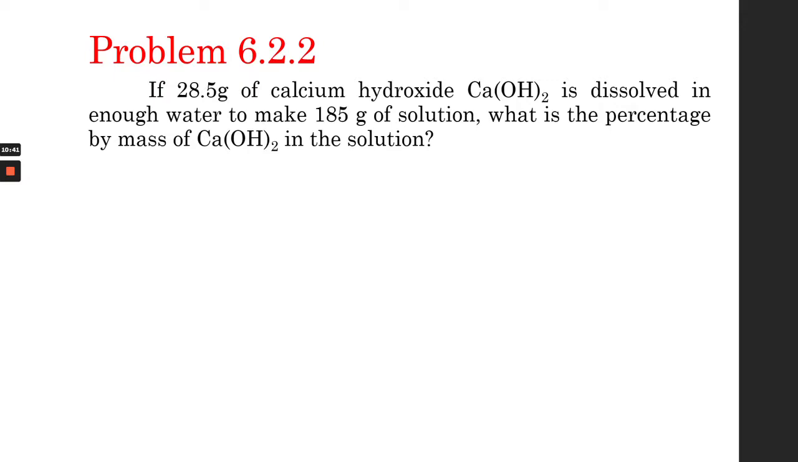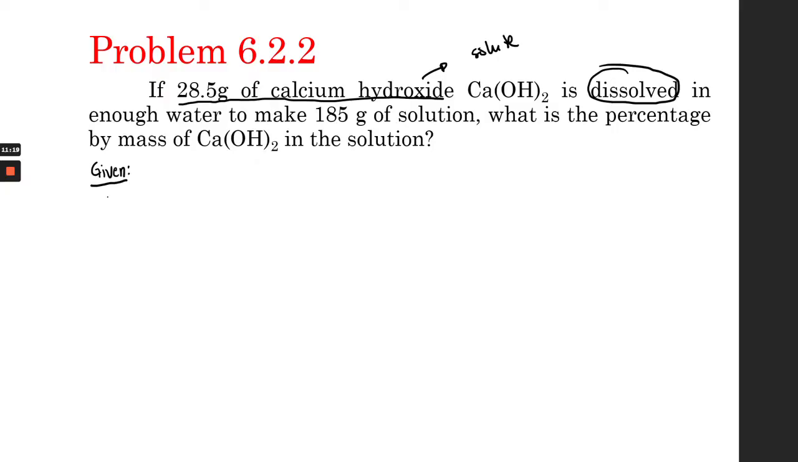If 28.5 grams of calcium hydroxide, CaOH2, is dissolved in enough water to make 185 grams of solution, what is the percentage by mass of calcium hydroxide in the solution? Okay, so let's begin by writing our given. We were given calcium hydroxide, and since we know that it is the one being dissolved, we should know that this is the solute.